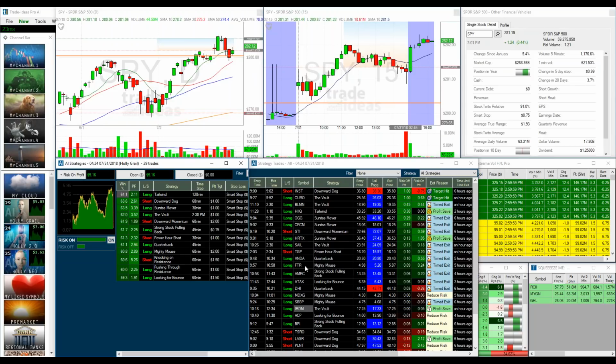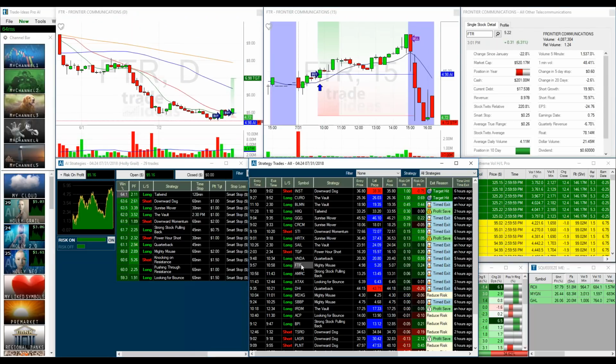Because then what happens when you see this, like this FTR in Mighty Mouse, let's say you see the alert right there. Great example of an alert where there's no pain. Alert goes off, the trade never goes against you. It's just creeping higher right there. Okay, the timed exit expires and she exits the trade.